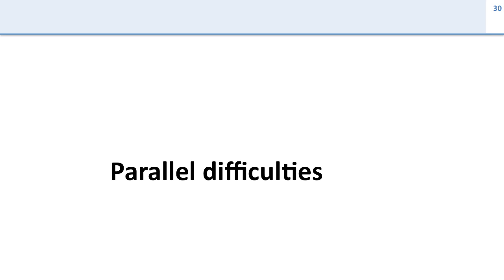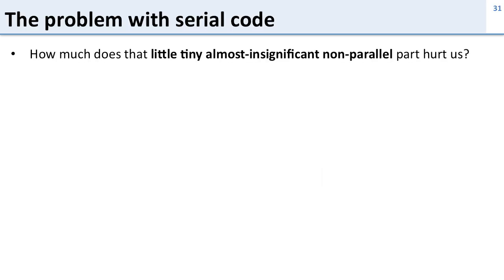So now let's talk about the difficulties that we have with parallel programs and parallel processors in general. So we saw previously that we had some serial code in the example we were looking at. And so how much does this little tiny, almost insignificant non-parallel part hurt us? Well, where did it come from?